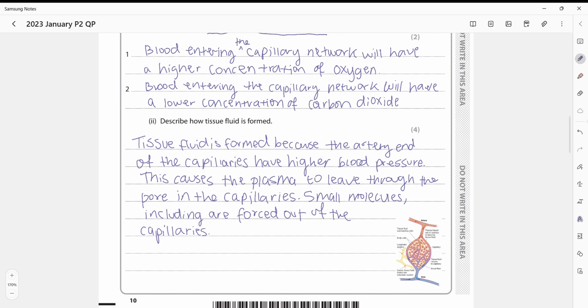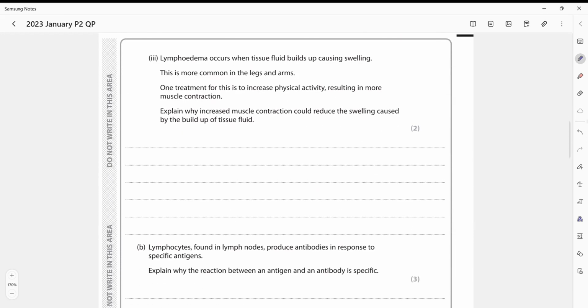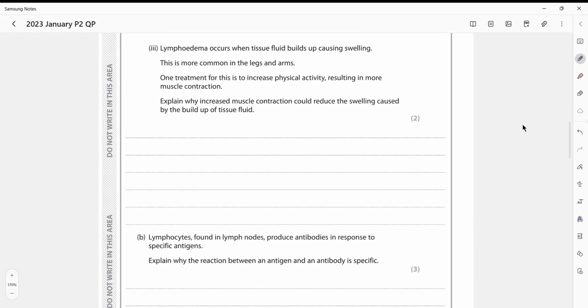We have higher blood pressure in the artery, that's 1 mark. We have capillaries have pores, that's the 2nd mark. We have small molecules and water. So small molecules, including, I forgot to write water, so including water are forced out of the capillaries. That is the 4th mark. Okay, let's move on to part 3.